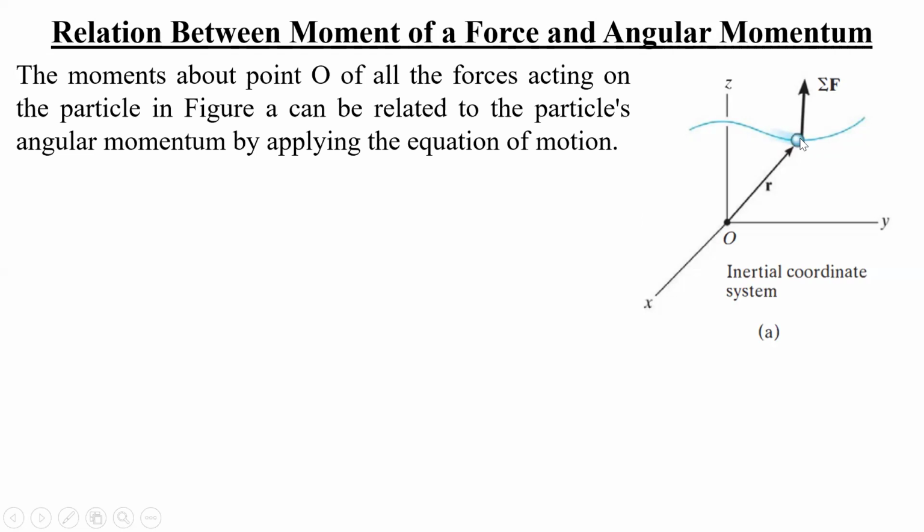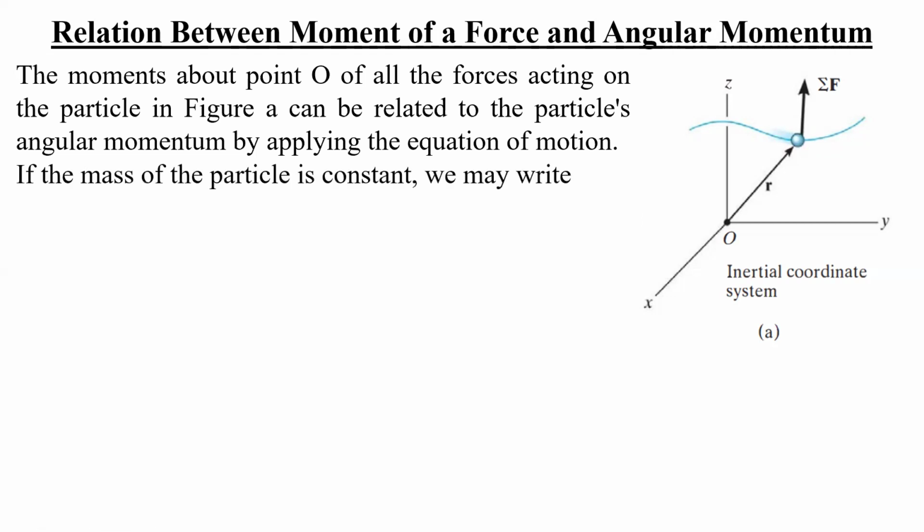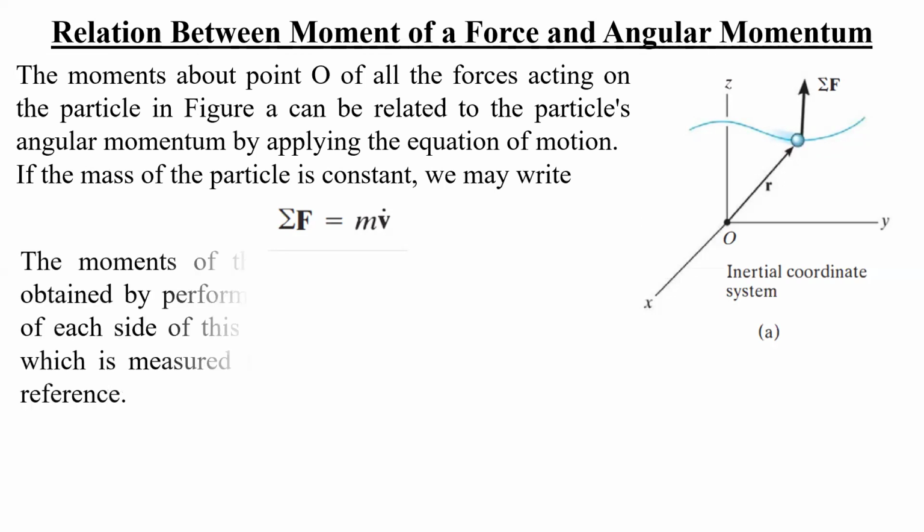This is the particle in space. A force is applied to it, or the sum of all the forces acting on it is in this direction. So if the mass of the particle is constant, we may write that summation F is equal to m v dot, and v dot is the time derivative of v, which is acceleration.